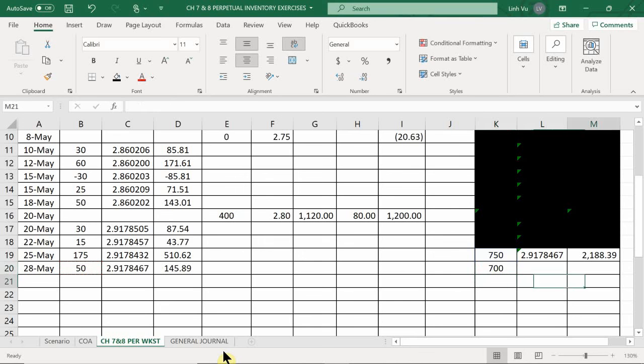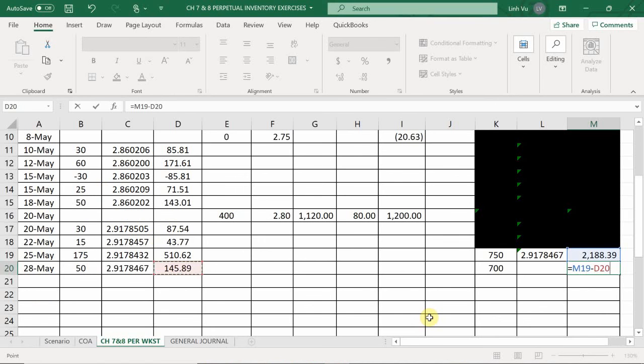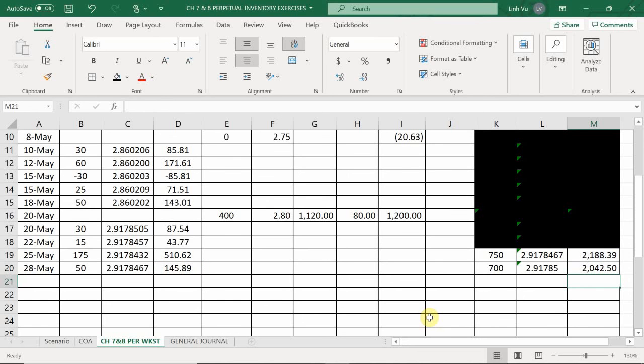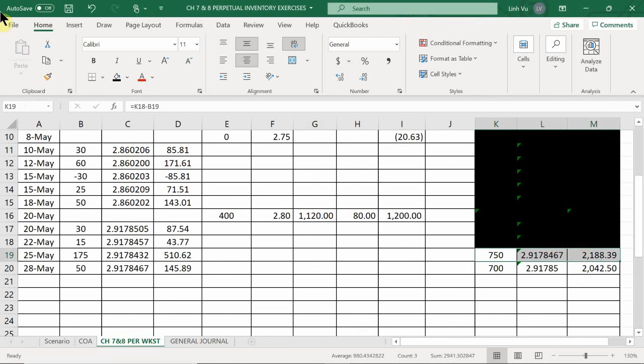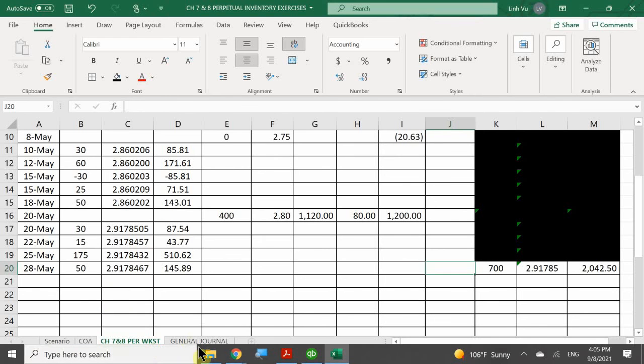700. If you had a total of $2,188.39 and you sold $145.89, how much should you have left? $2,042.50. Correct. And of course, I'm going to go ahead and clear that out. So here we have our total cost of goods sold of $145.89.